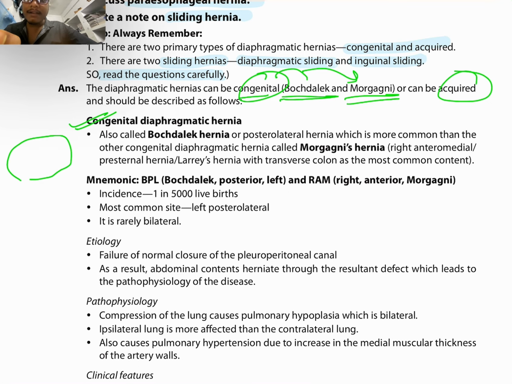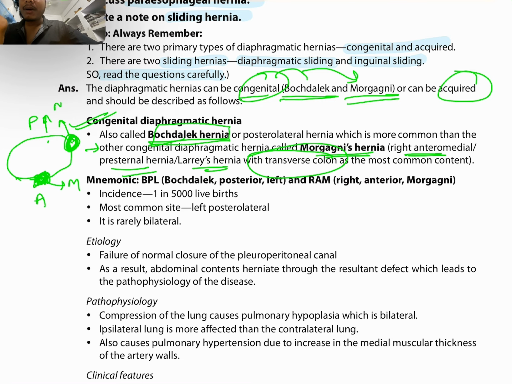Look here, this is the diagram, and this is the crura part of the diaphragm, this is the anterior side and this is posterior. So the Bochdalek hernia occurs in the posterolateral side. This is the posterior side, and this is lateral. So in this direction, the posterolateral side, whereas the Morgagni, also called a right anteromedial or presternal hernia, as well as Larrey's hernia, where the main content is our transverse colon, occurs in the anteromedial part here. So this is the most common site for the Morgagni hernia, and this is the most common site for our Bochdalek hernia.